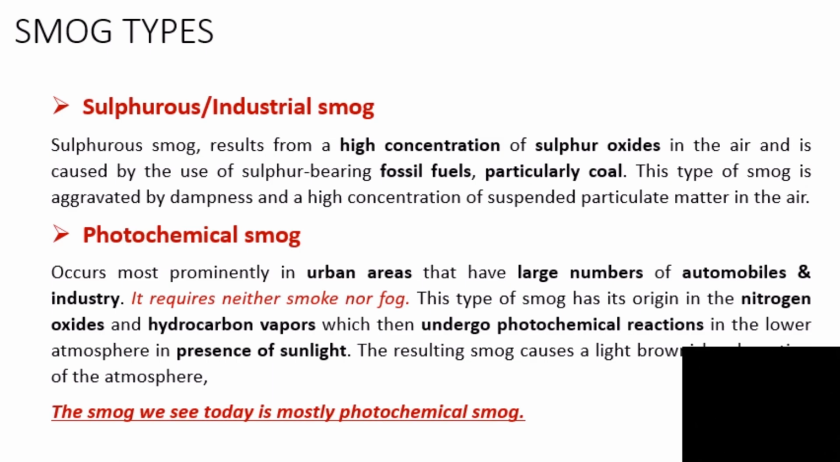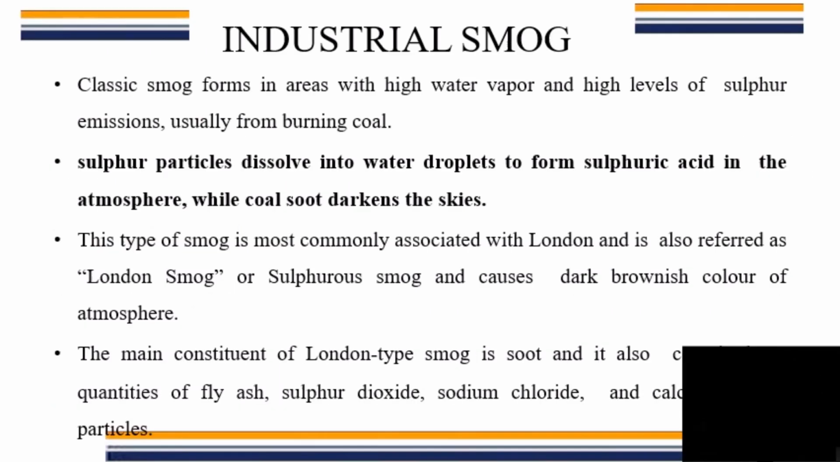Okay, so mostly the smog that we see in the cities is photochemical smog, right? In Chennai, when you get outside, especially during the January, February months, you can see this cloudy dark coloration, and that is your photochemical smog.